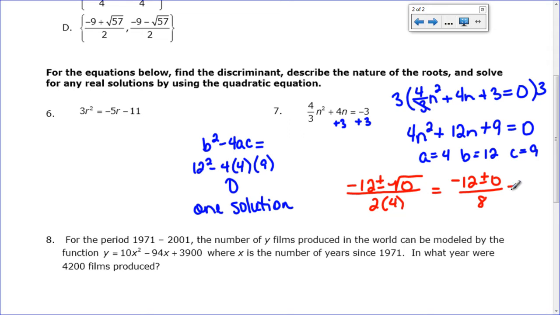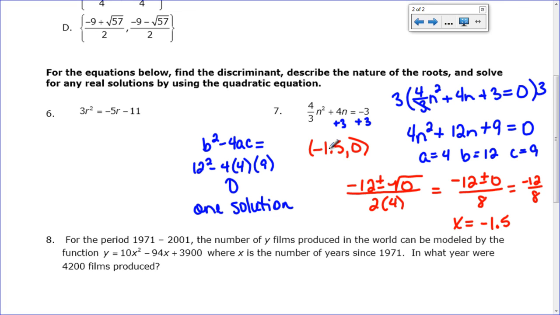So really what I have as my solution is negative 12 over 8, which is not a very nice number, so we're going to simplify that fraction. I'll divide negative 12 by 8, which comes out to a perfectly fine number, and I get that x is equal to negative 1.5. So my solution to this problem is negative 1.5 comma 0. It's going to touch the x-axis here, and that is it. So that's your one solution.